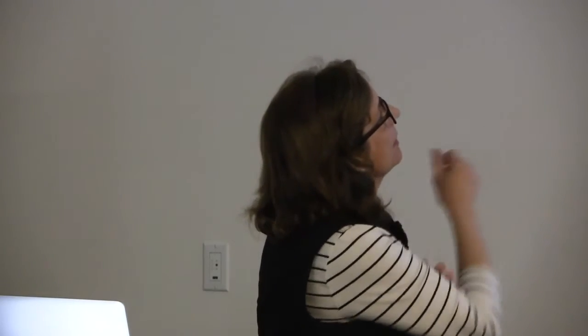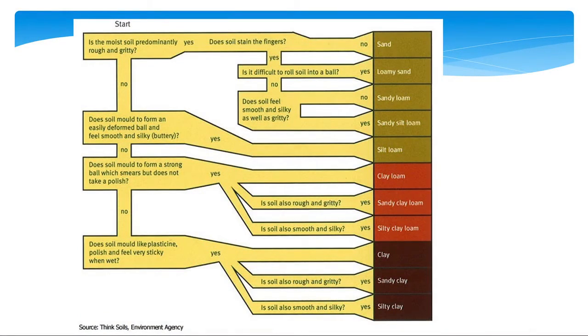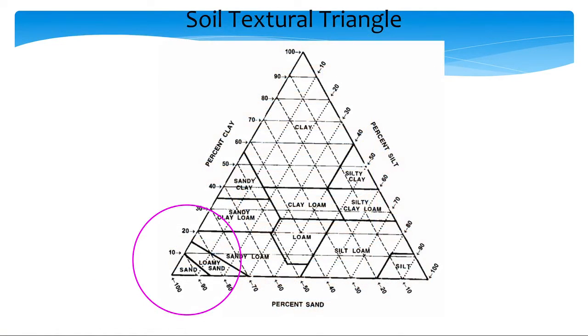But when you actually get that wet soil in your hand, you're going to ask, is the soil predominantly rough and gritty? And if the answer is yes, and it does not stain your fingers, you probably have what's referred to as sand. And again, when we say sand, we're going back to our soil texture triangle, and we're talking about this little section here. So if you have somewhere between 80 to 100%, or 85 to 100% sand in it, chances are you're going to end up in that particular area, especially if you have less than 10% clay.